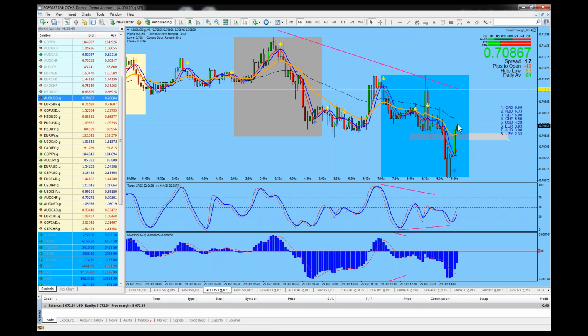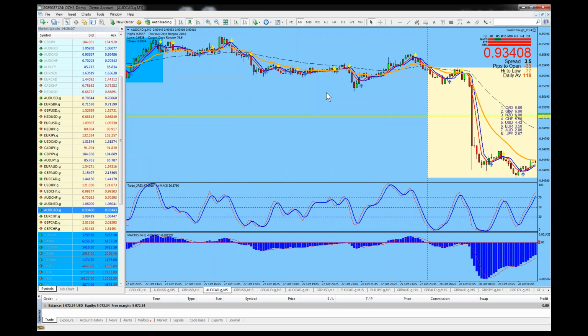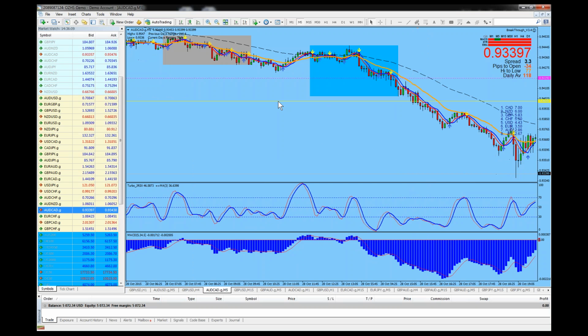But we'll see. See what happens when we tag the 55. And this could come right back down in here and make a twin tower. The one I'm stalking right now is the Aussie CAD, let's take a look at it. In fact, I just took a small entry short based on the 1 minute.